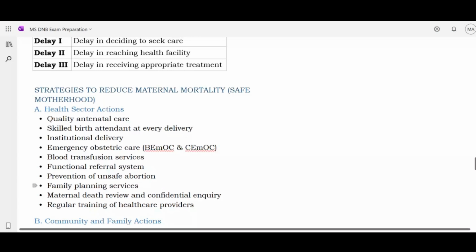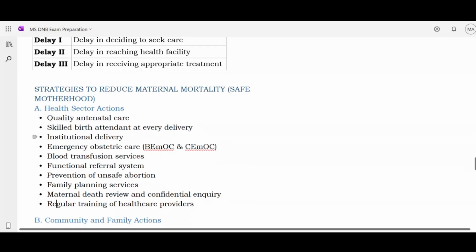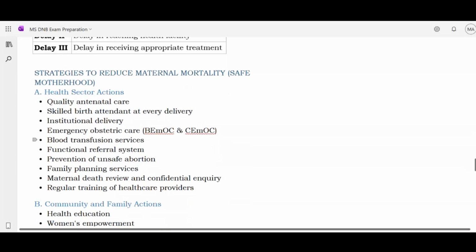There are 7 signal services which we are supposed to give under BMOC, and there are 2 additional services. One is a cesarean section and another is a blood bank facility. If these 2 facilities along with the 7 signal services are provided, that makes a CMOC, a total of 9 services. So 7 BMOC plus 2 additional, that is a cesarean section and blood bank facility. Other actions are blood transfusion services, functional referral system, prevention of unsafe abortions, family planning services, maternal death review and confidential inquiry, and regular training of healthcare providers. So these are the actions which should be taken at health sector level.